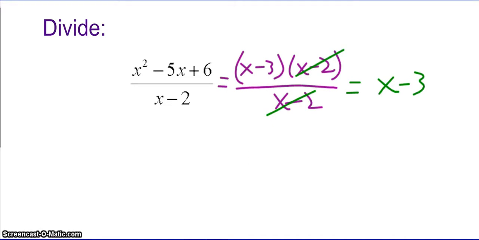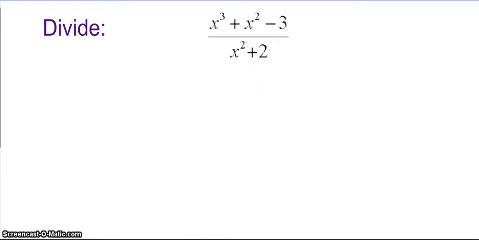Okay, so this one was pretty simple. We actually don't need to do long or synthetic division to divide this, because we can factor the numerator into x minus 3 times x minus 2. The x minus 2's cancel, and we're left with x minus 3. So the quotient here is x minus 3. There is a remainder of 0. We could have done long division or synthetic division here, but it would be more work than necessary to get the same answer. But now let's look at a problem that we can't just factor.